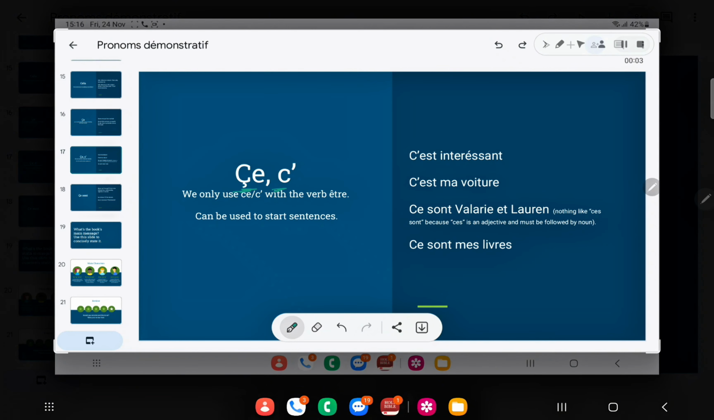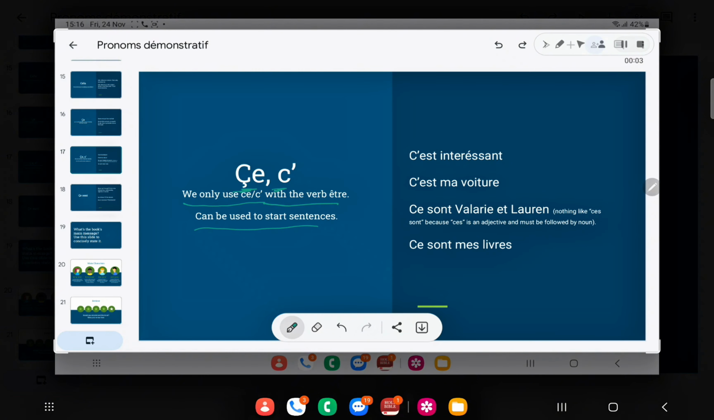So ce and c' apostrophe, these two are only used with the verb être. See it here, we only use ce/c' apostrophe with the verb être. They can also be used to start sentences. So we'll be looking at some examples.